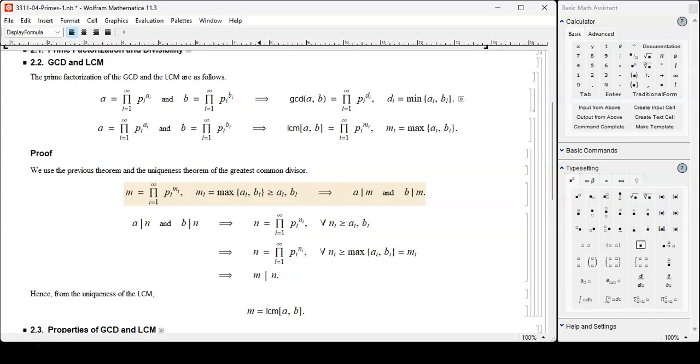Common multiple, because mi is a maximum. Maximum is greater than or equal to both, so we get that. a divides m and b divides m, so we have the common multiple.